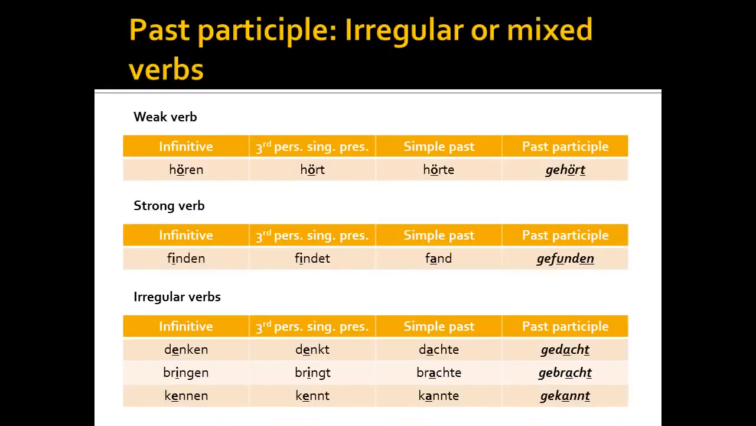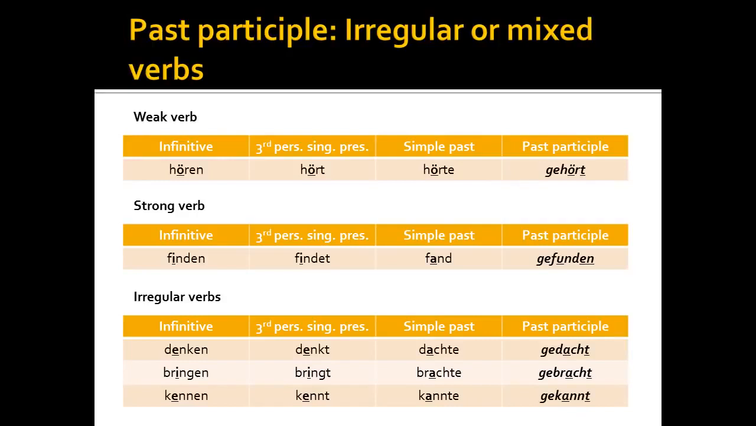Now, comparing all these things side by side, you'll see that a weak verb, again, has a ge prefix, a t suffix, and the stem vowel stays the same. Strong verbs have a ge prefix. They do not add a t suffix, and the stem vowel usually changes.